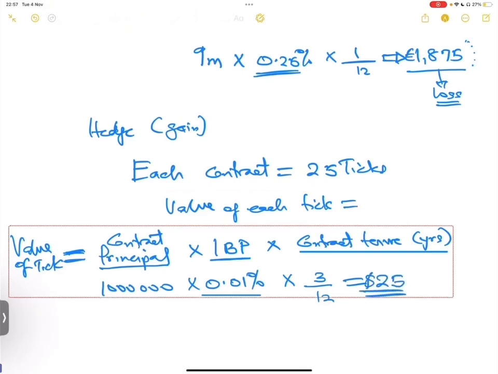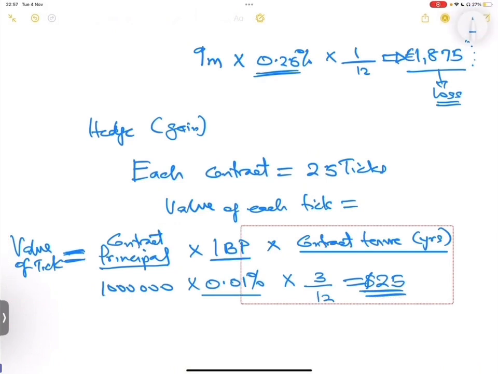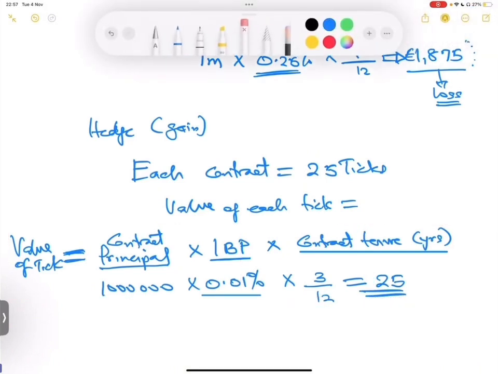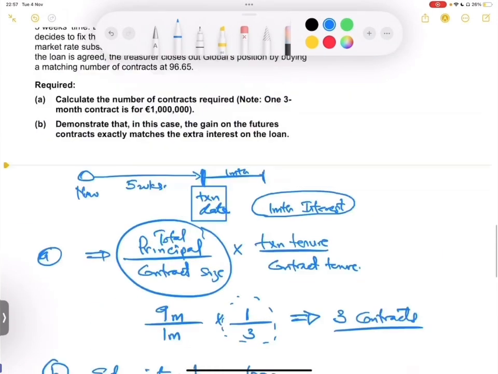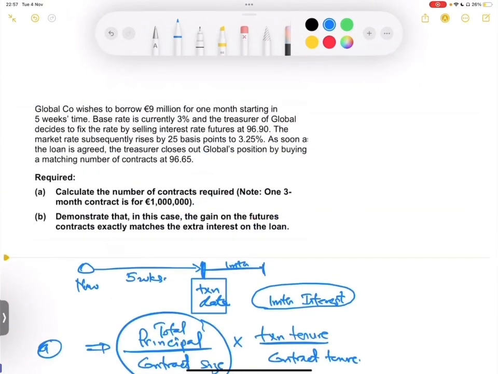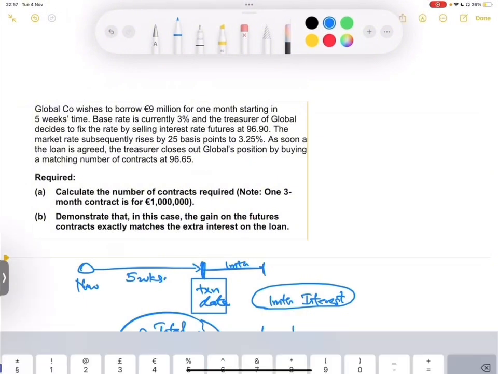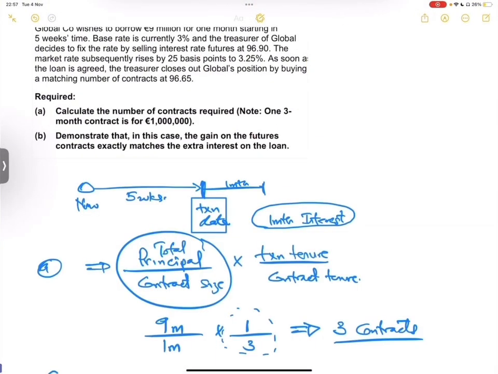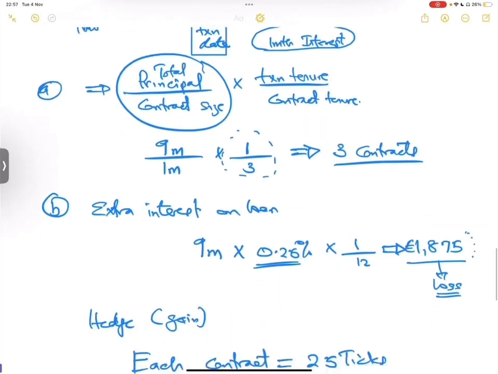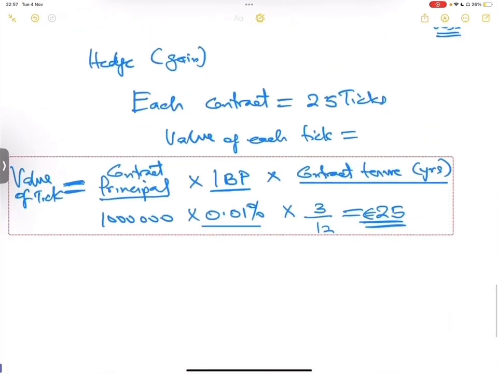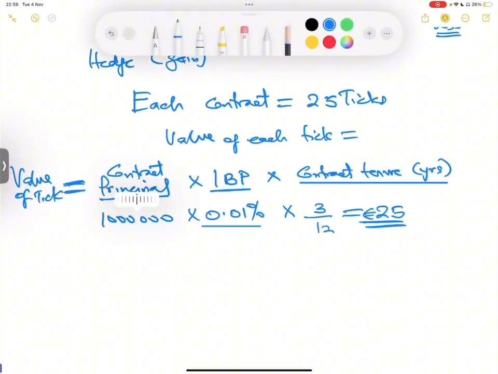Sir, could you explain why the contract principal is 1 million again? Okay. It's stated. They told us that it's 1 million. Let me show you. Can you see this? Yes, sir. 3 month contract for 1 million. The value of the contract for one contract will always be given to you. Okay, so now we're fine. We know the value of one tick is 25 euro.